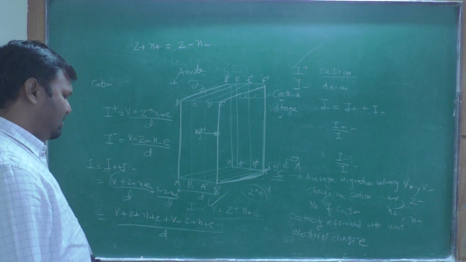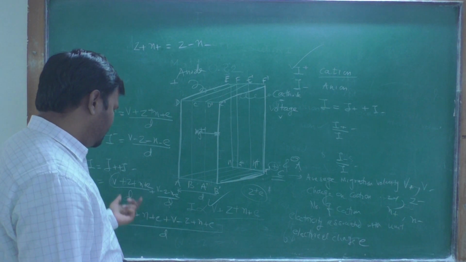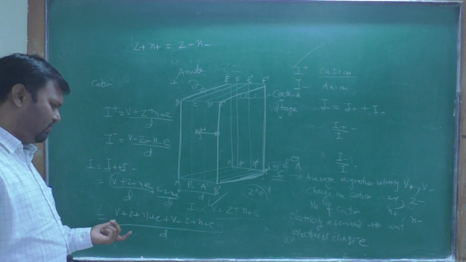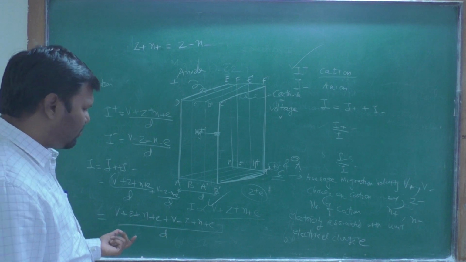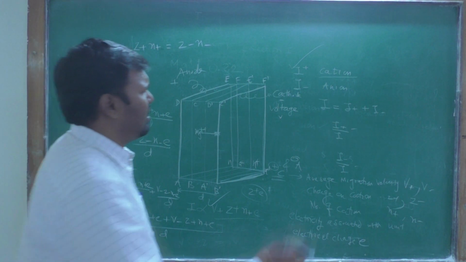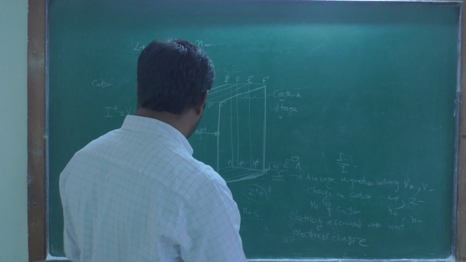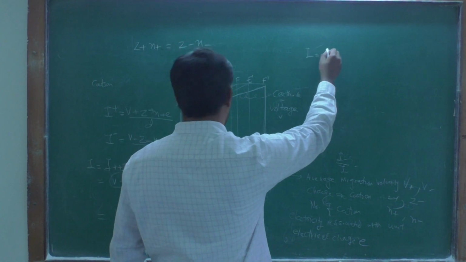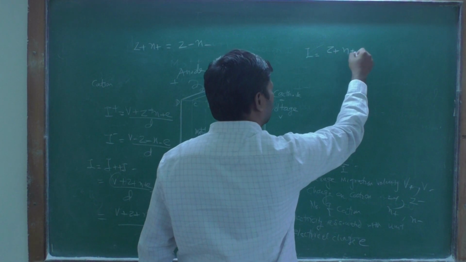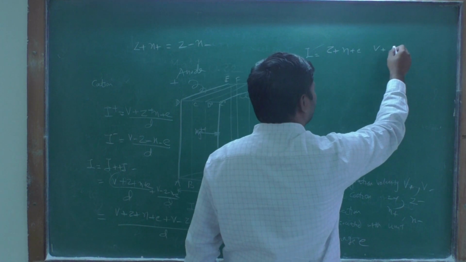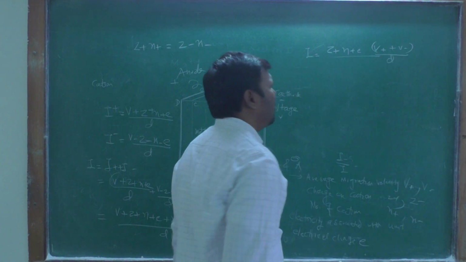Therefore the common factors are Z plus, N plus, and E. Inside the bracket you will find V plus plus V minus upon D. Now we solve this. The common factors give I equal to Z plus, N plus, E, in the bracket V plus plus V minus upon D. Like that, we have obtained the relation.